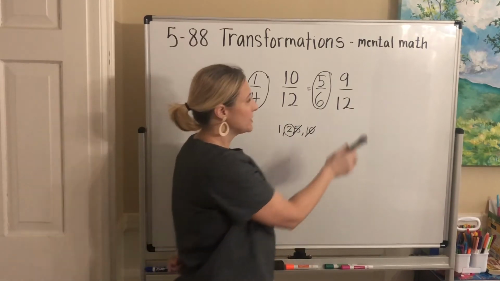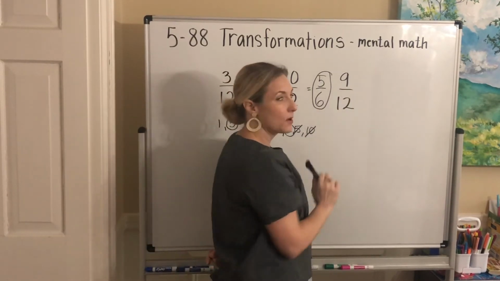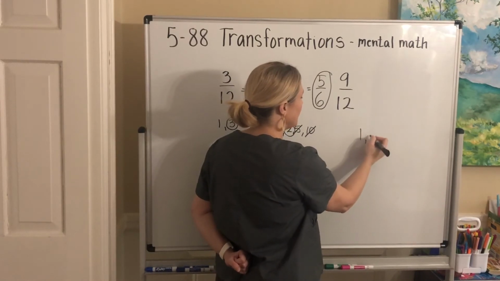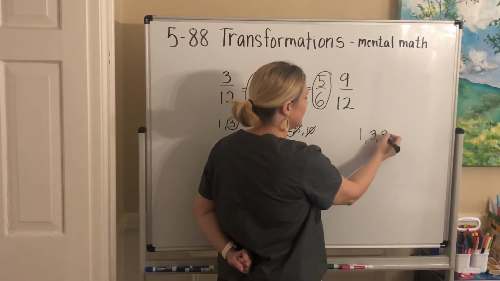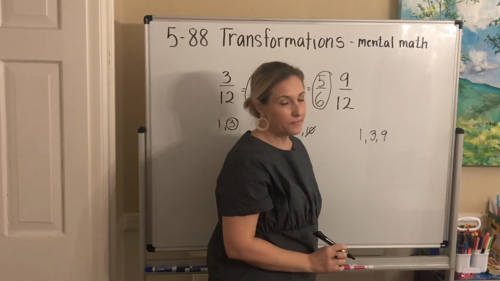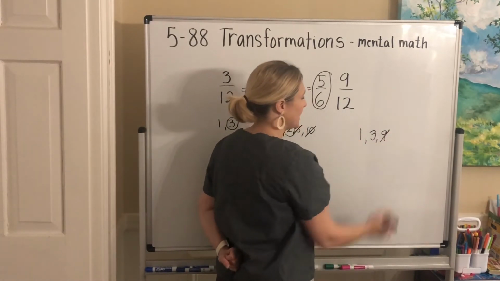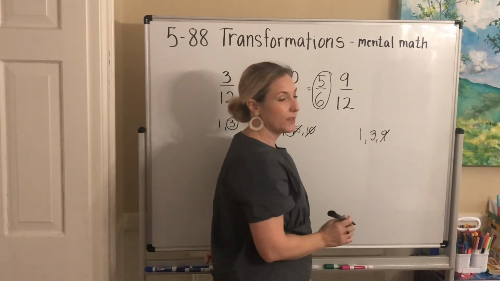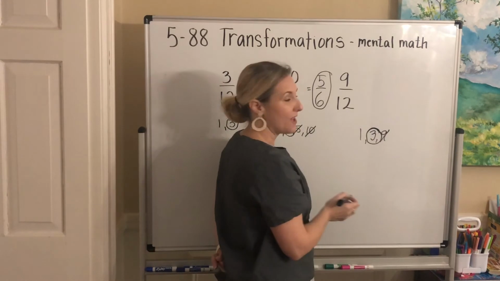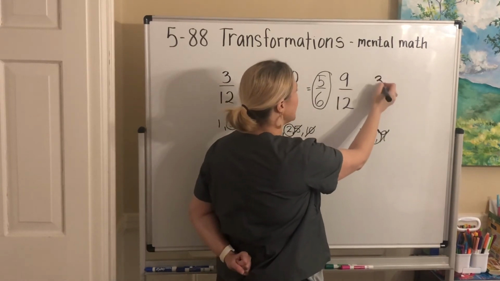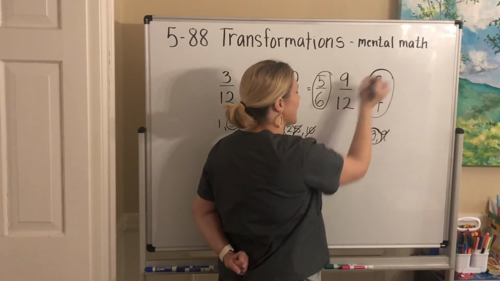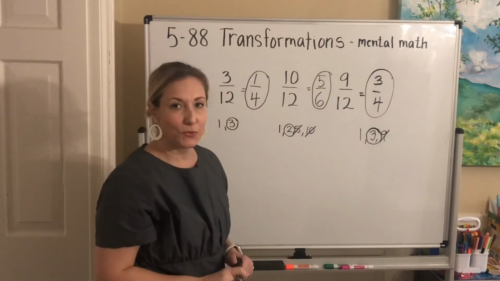All right, let's reduce 9 twelfths. Go to the lower number. Factor it. The factors of 9 are 1, 3, and 9. Does 9 go into 12 evenly? No. Crossing it out. Does 3 go into 12 evenly? Yes. That's our GCF. 3 goes into 9 3 times. 3 goes into 12 4 times. So we have reduced that successfully to 3/4.